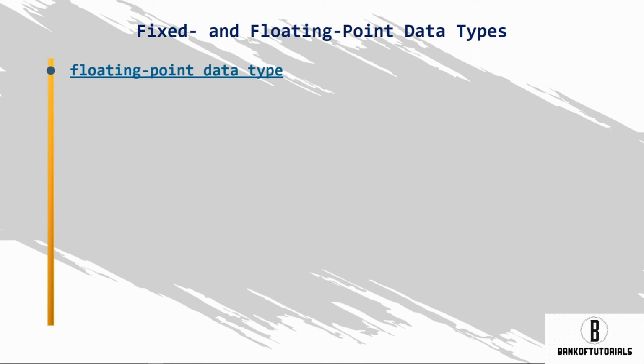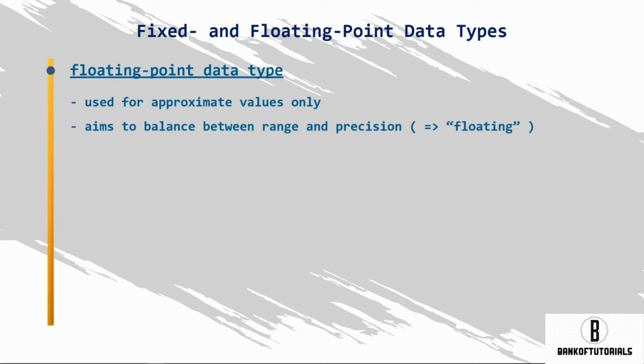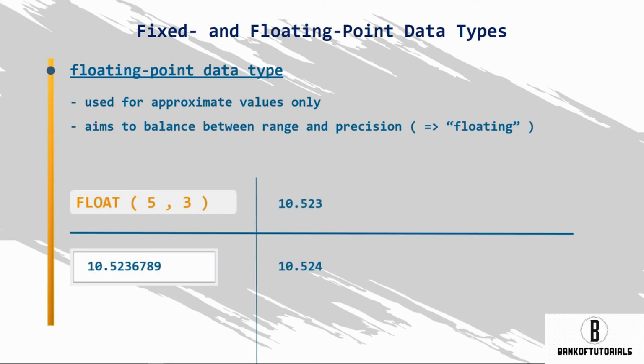The other important type is the floating point. It is used for approximate values only and aims to balance between range and precision, hence the first part of its name, floating. Unlike the fixed point data type, when one is working with the floating point type for the precision of 5 and scale of 3, the insertion of the same number, 10.5236789, will not give us a warning. Instead, the number will be rounded to a new one with only 3 digits after the decimal point. That is, SQL will store this data as 10.524, which is an approximate value.